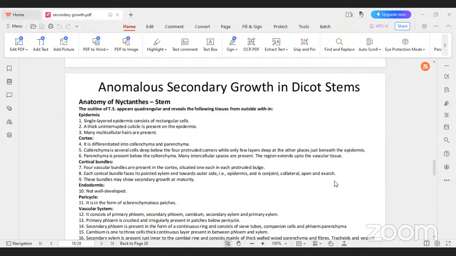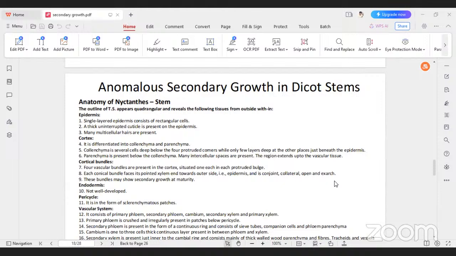Exactly. So what happens in secondary growth generally? The cambium ring forms inside the stele and secondary xylem and phloem are formed in a normal way. That is normal secondary growth. But any changes in the normal secondary growth, that is called anomalous or abnormal secondary growth.